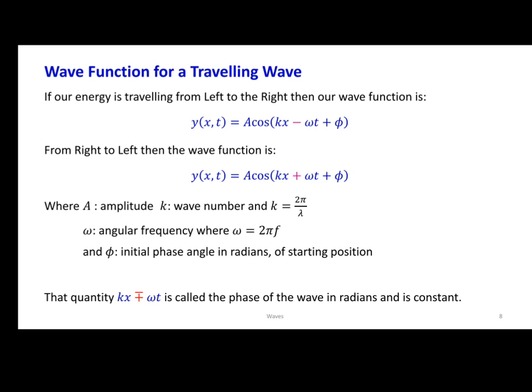Now, this here with negative is a wave travelling from left to right, with positive is a wave travelling from right to left. The quantity kx plus or minus omega t is called the phase of the wave in radians and is constant.